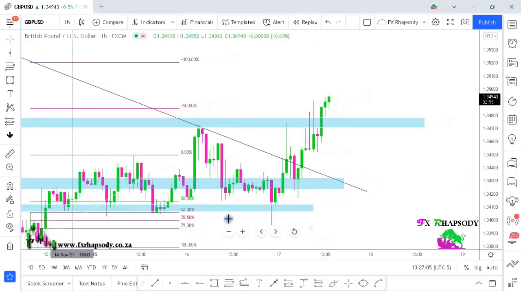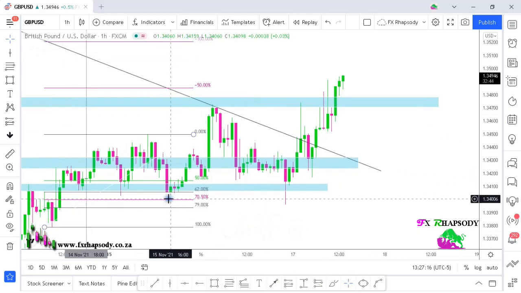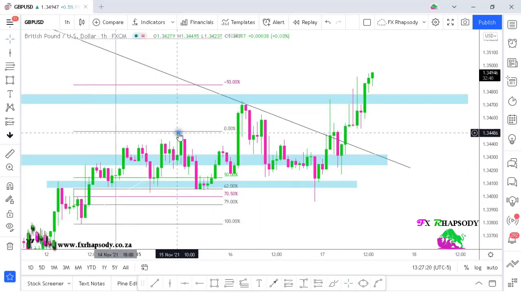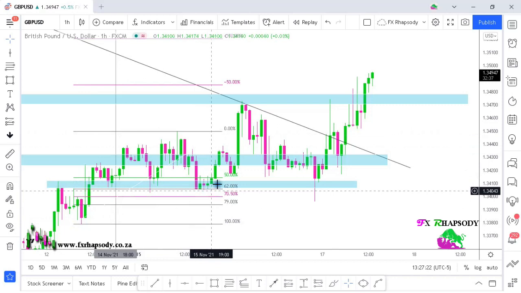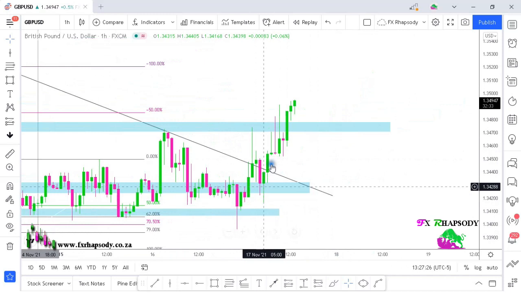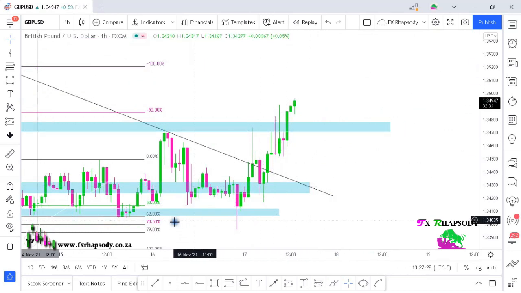In any case, this was a 66 pip trade. So basically, that's it. It's as simple as that. From the Fibonacci low, swing high, coming back 62%, bam, there's your trade. Easy as that. And if the guys held it, it might have moved to the upside.